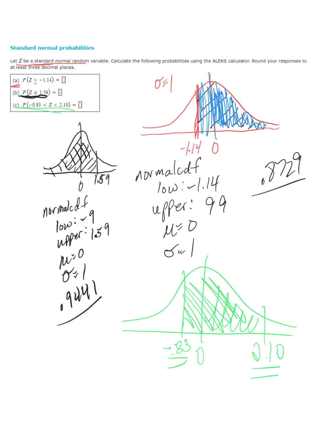So my lower bound is negative 0.83, upper bound is 2.1, and I get 0.7789 for that answer. All right, so that's what I'd be typing in. Again, I find it helpful to draw pictures. So I think it might help some of you as well. But go for it. Let me know if I can help.